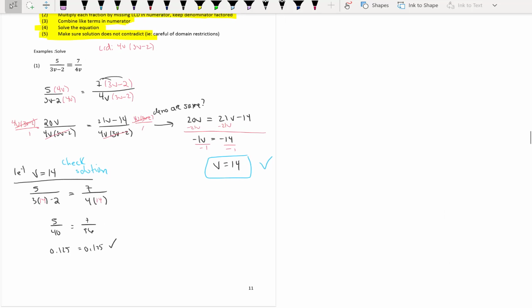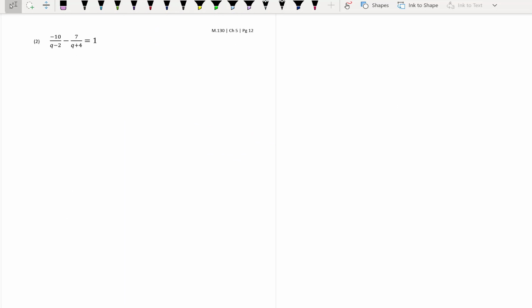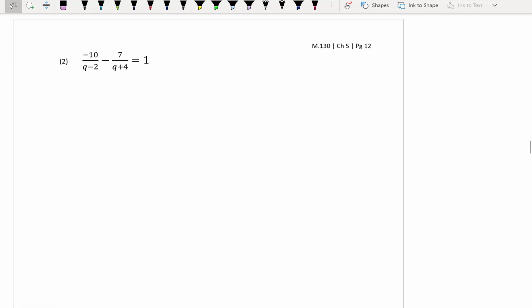All right. So now let's look at number 2. It looks like the denominators are as factored as possible. So I'm going to have my LCD as q minus 2 and q plus 4. And remember, this denominator on 1, it really is a 1. So now I'm going to rewrite it. I have a negative 10 over q minus 2. What's missing from this denominator is a q plus 4.